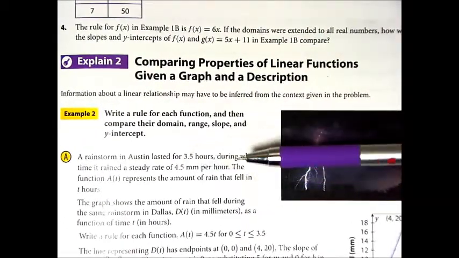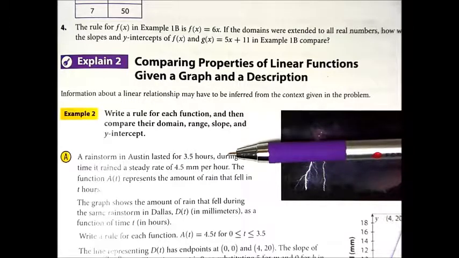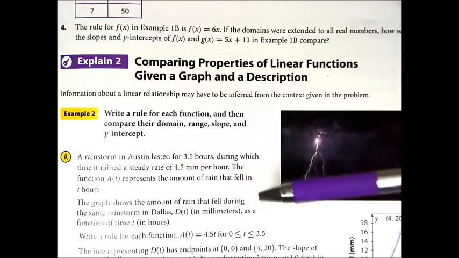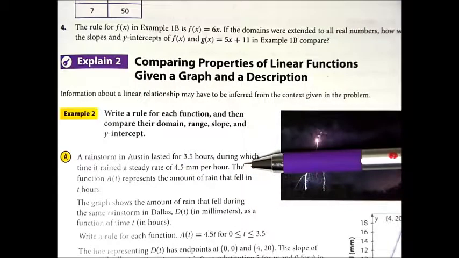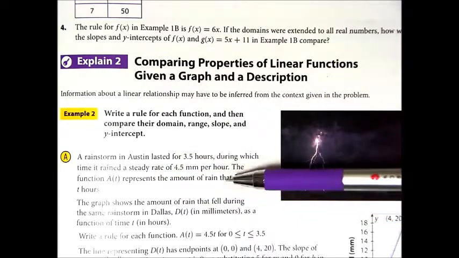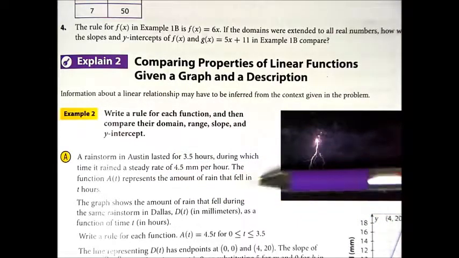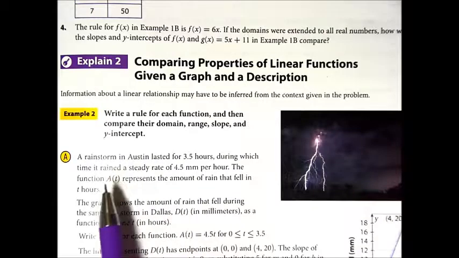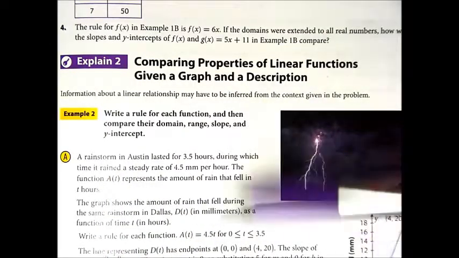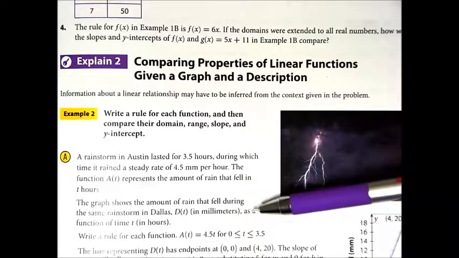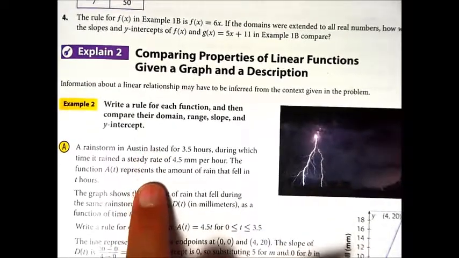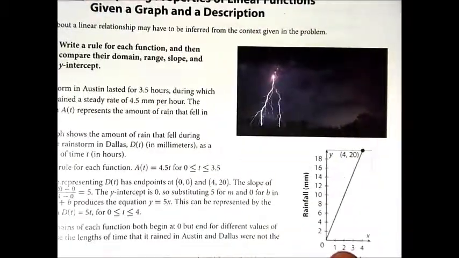We've got a rainstorm in Austin that lasted for 3.5 hours, during which time it rained at a steady rate of 4.5 millimeters per hour. The function A of t represents the amount of rain that fell in t hours. So that's why A and t, amount after t hours, A of t. The graph shows the amount of rain that fell during the same rainstorm, but in Dallas. So here's your little story about Austin. Here's your little graph about Dallas.